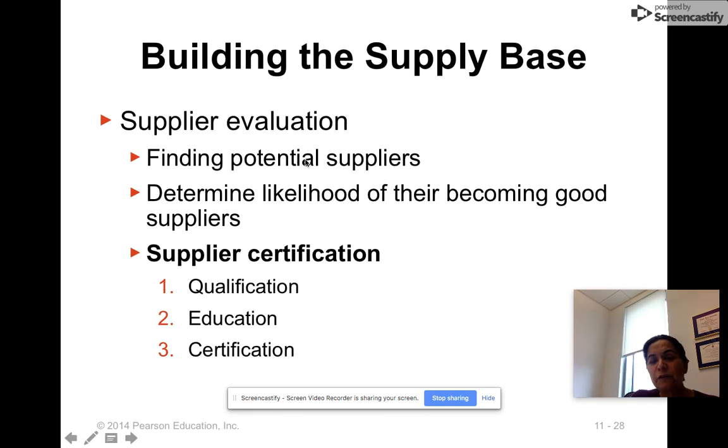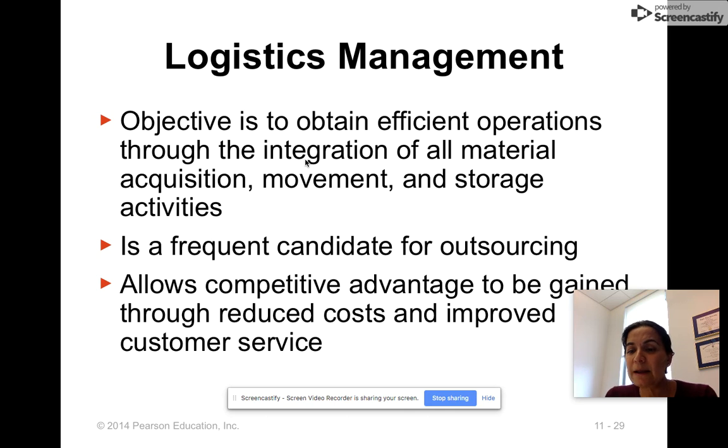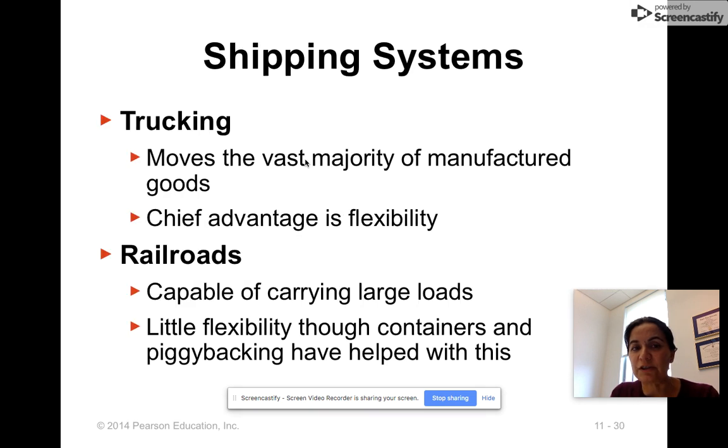Okay. So building the supply chain, we also need to look at your suppliers, find good suppliers. So at a basic level, ensure that your suppliers are certified, they're qualified, they're educated, they have all the certification needed in the industry. The next stage is sending the products out. This is called logistics management. So logistics includes transportation, and oftentimes many companies outsource logistics.